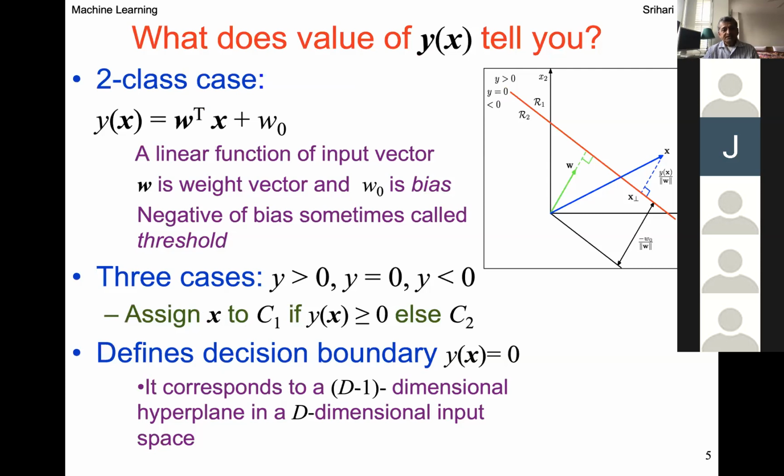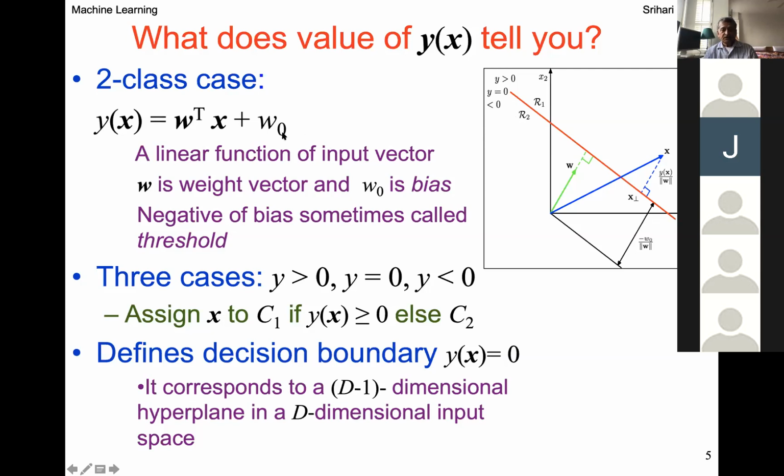So let's again look at the equation y equal to w transpose x plus w naught, which is the equation of specifying a particular hyperplane. Here's an example. Here's a two-class problem. R1 and R2 are the two classes. And this red line is separating the two classes by a line. In general, it's going to be a plane. And so what does this equation tell you? y of x equal to w transpose x plus w naught is the equation to this particular straight line.